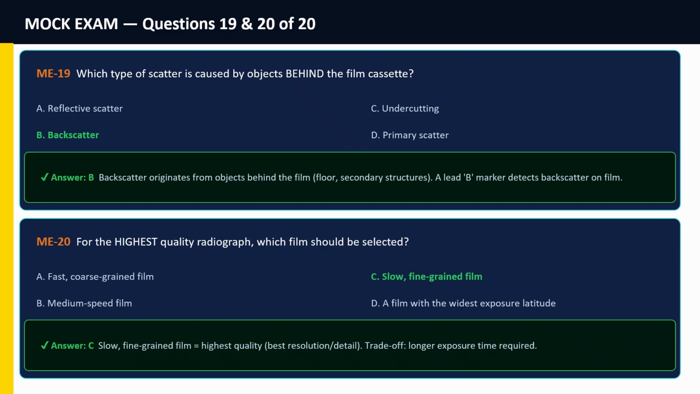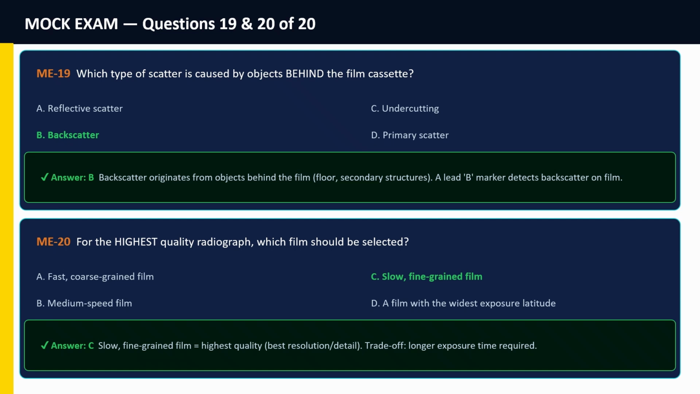Question 19 concerns backscatter. Backscatter comes from radiation that has scattered from objects behind the image receptor and returned toward the imaging medium. This is one reason radiographic setups must consider the environment around the exposure, not just the component itself. Question 20 asks which film provides the highest quality radiograph.